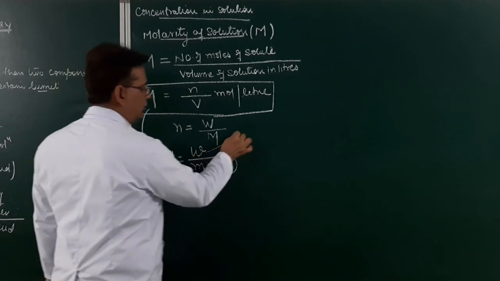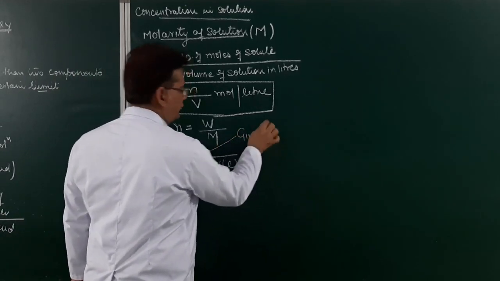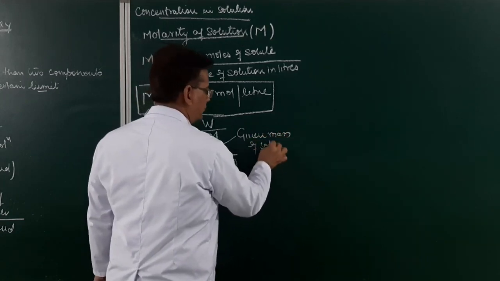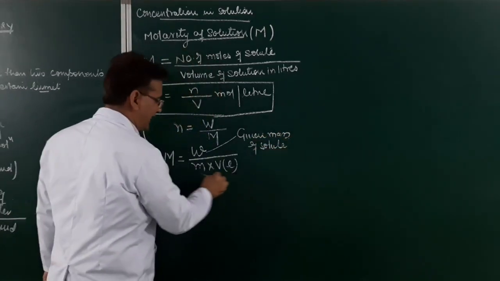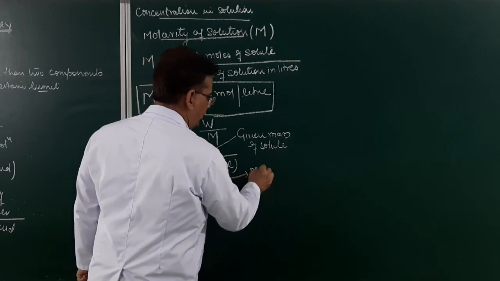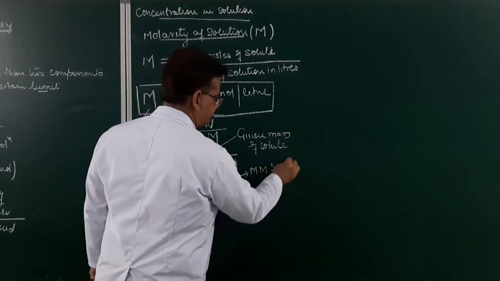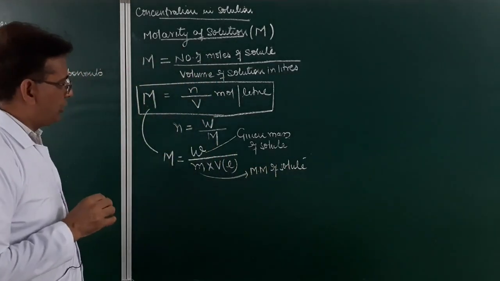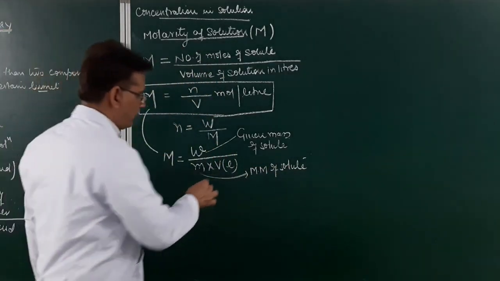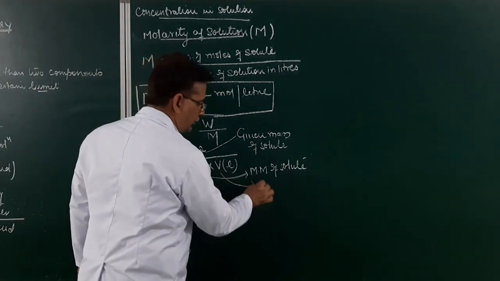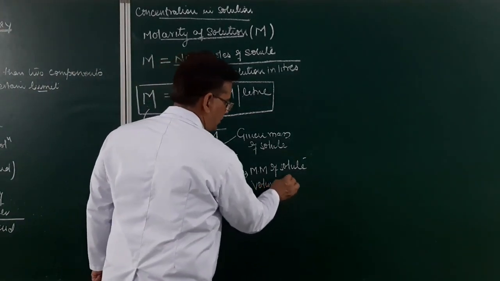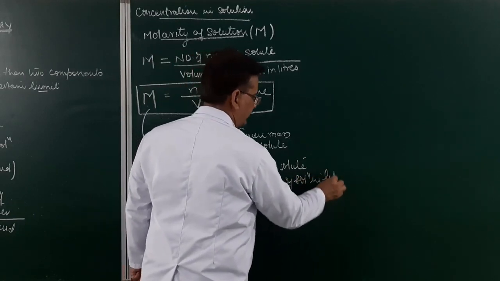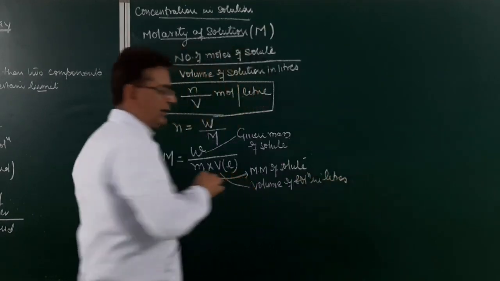What is this W? It is the given mass of solute. What is this M? This is the molecular mass of solute. And V is the volume of the solution in liters. Am I clear?